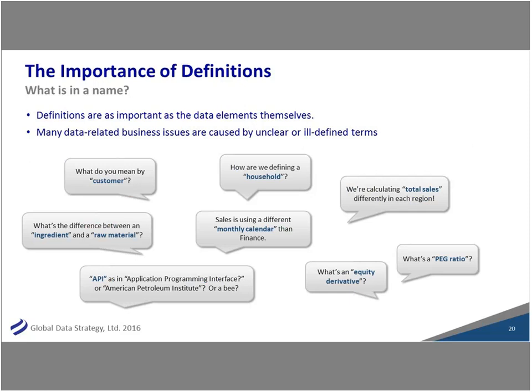What is a household? How do we define a monthly calendar? Donna's already mentioned that one. What the hell is a PEG ratio? Does that mean the same thing to everybody?